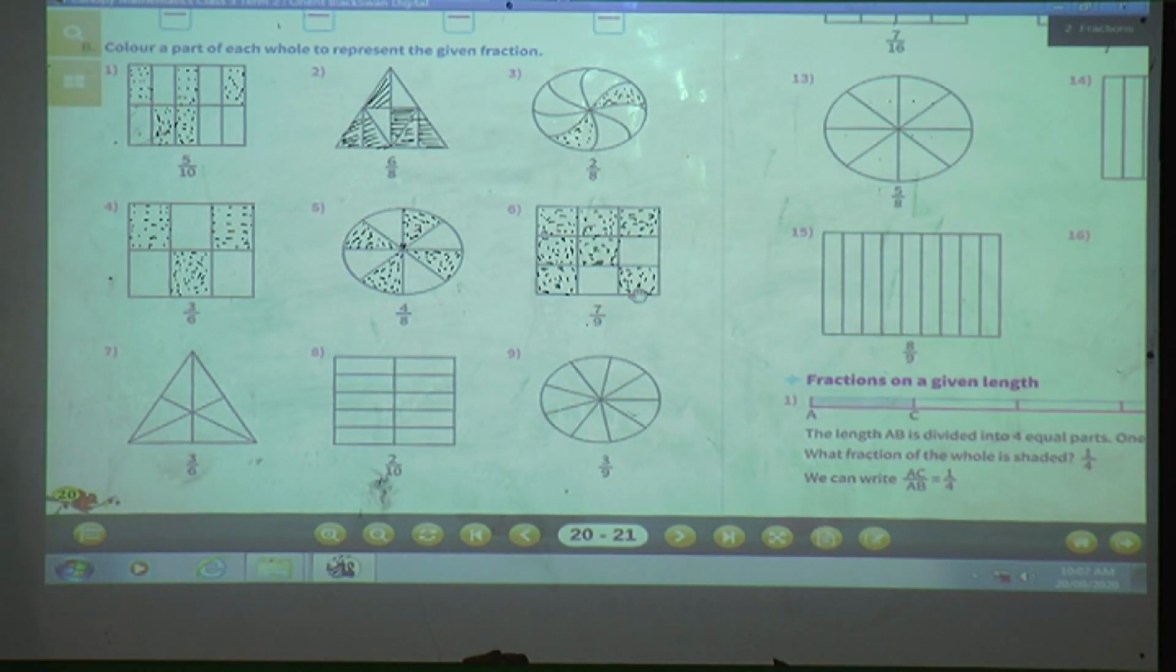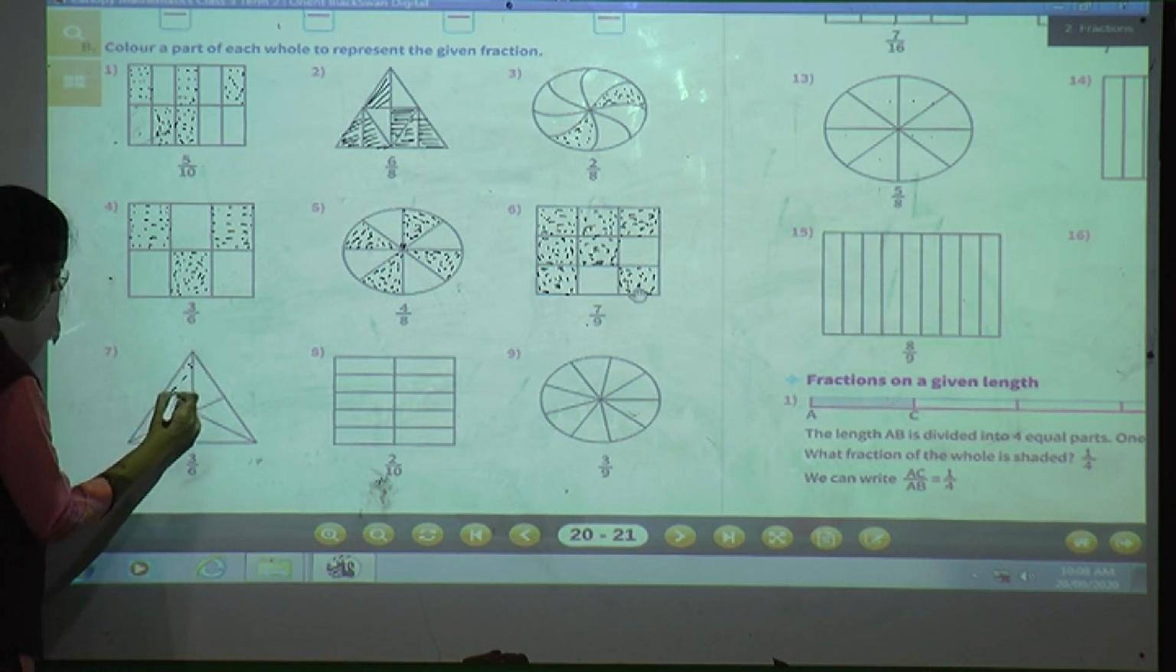Now see this next example, that is 7th one. The fraction is 3 by 6. If the fraction is 3 by 6, there should be 6 equal parts. So let us count 1, 2, 3, 4, 5, 6. Here 6 equal parts are there. Means this whole is divided into 6 equal parts. And out of that 6 we have to color how many parts? 3 parts. So color the 3 parts.